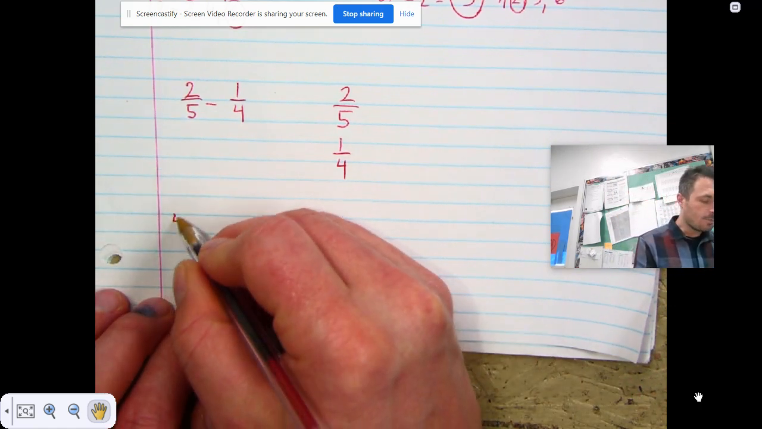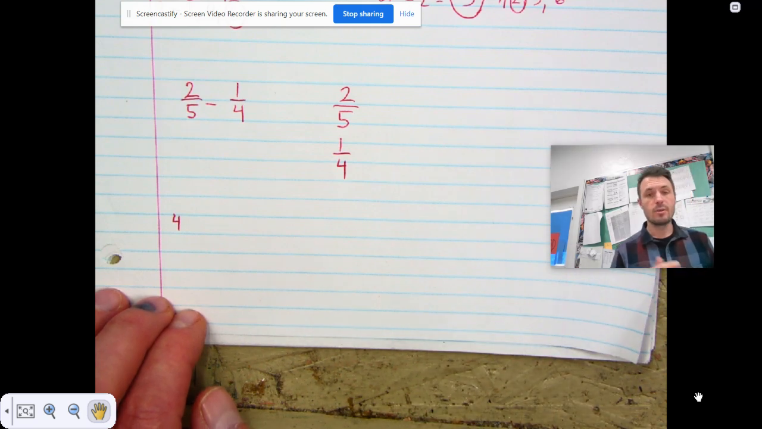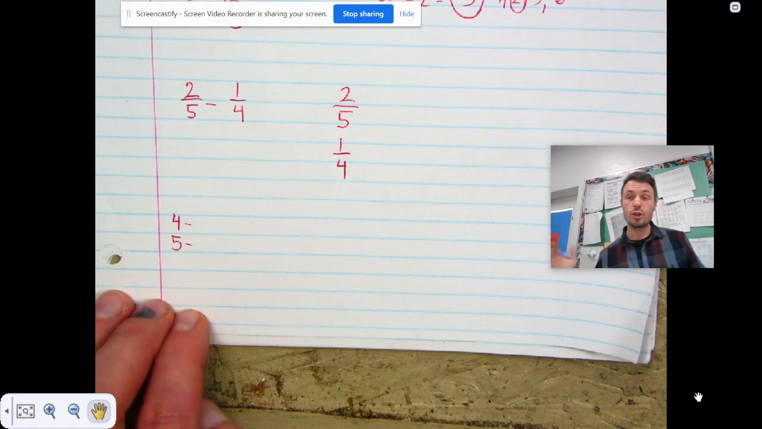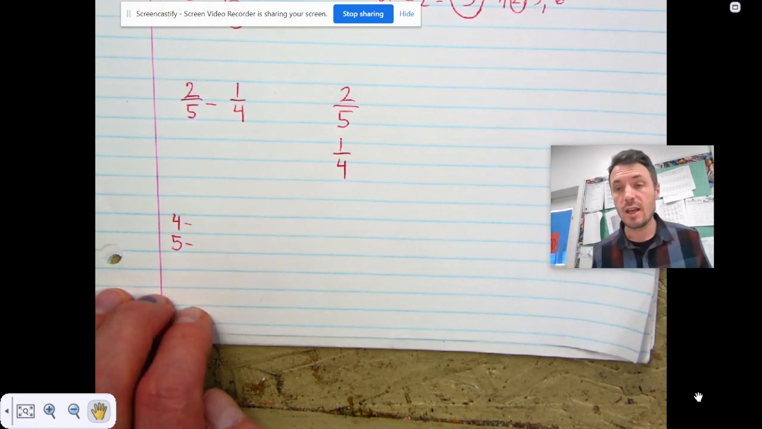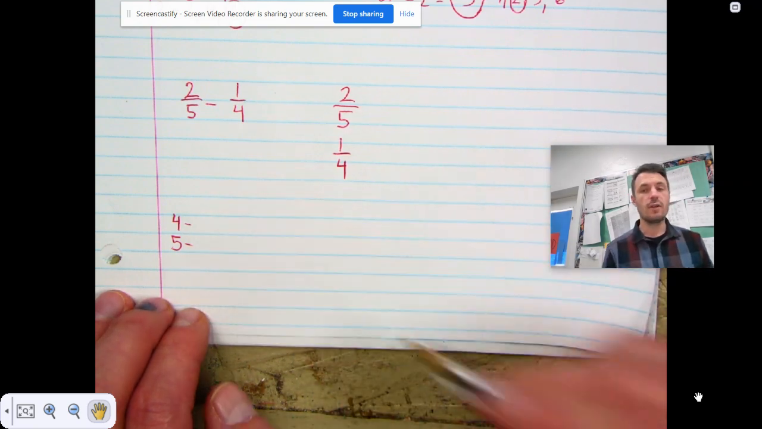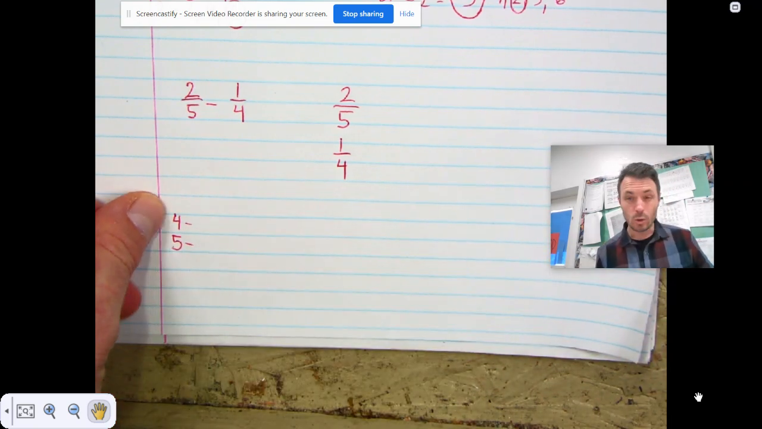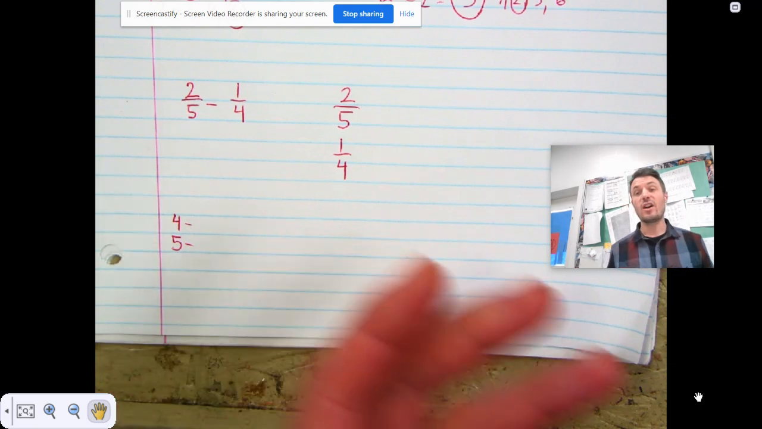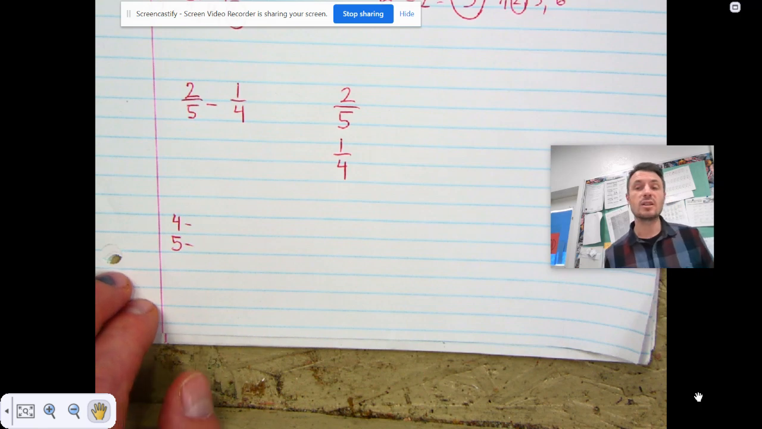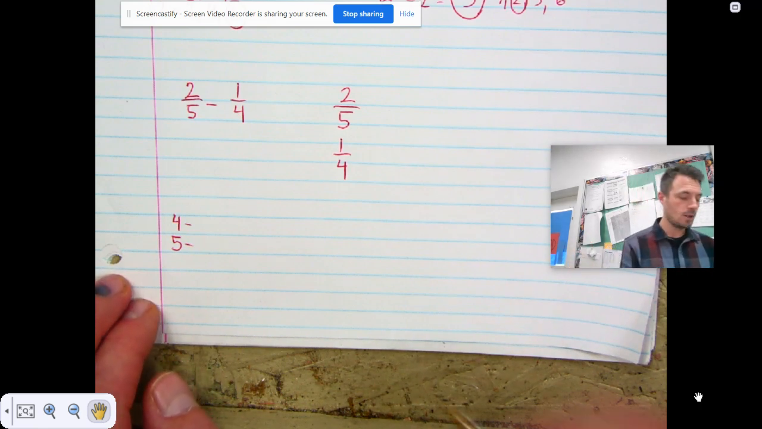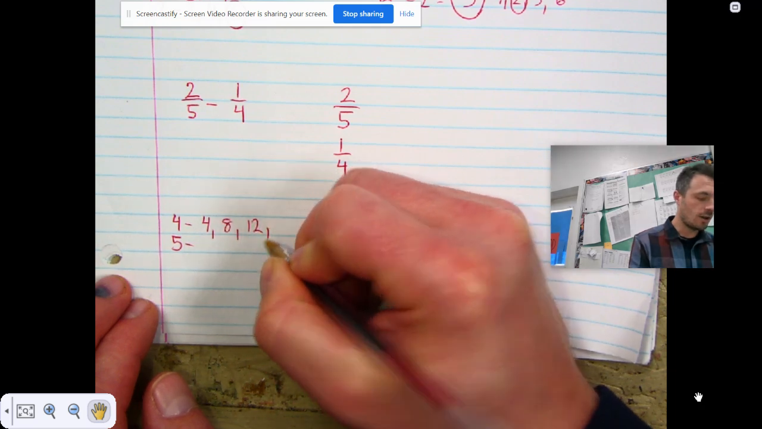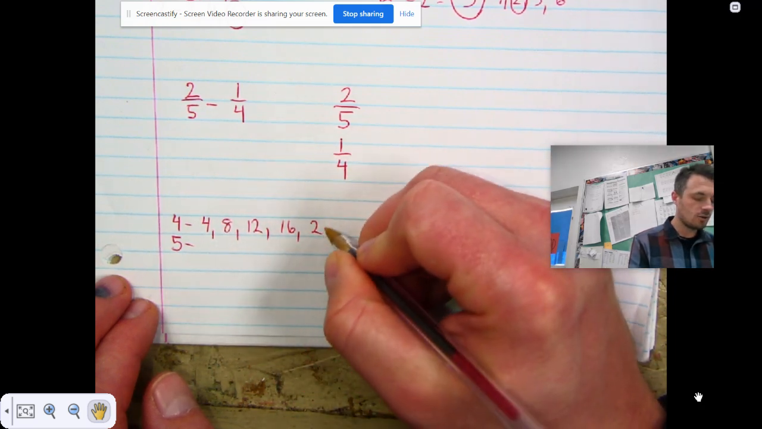Okay, step 1 is find common denominators. So I write down 4 and 5, and I list multiples for each one until I find the LCM, the smallest number that's a multiple for both 4 and 5. Another way of saying that is I just count by 4s and I count by 5s until I find a number that's in both lists. Once I find that number, I don't need to keep going because I'm looking for the smallest one. So I count by 4s, 4, 8, 12, 16, 20.